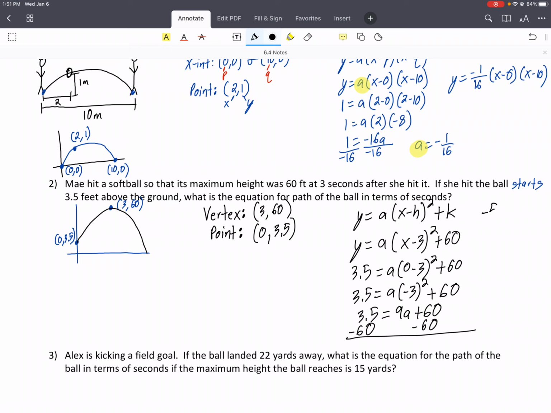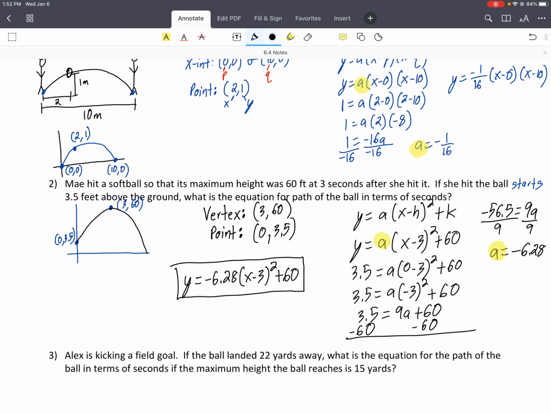Now we have to subtract 60 to move it over. So then we get negative 56.5 is equal to 9a. Now we divide by 9. This one's not going to be pretty, so you have to put it into your calculator, and we would get a is equal to negative 6.28. So that's our a. Plug that back in, so we'd get y is equal to negative 6.28 times x minus 3 squared plus 60. That's how we'd get that one.